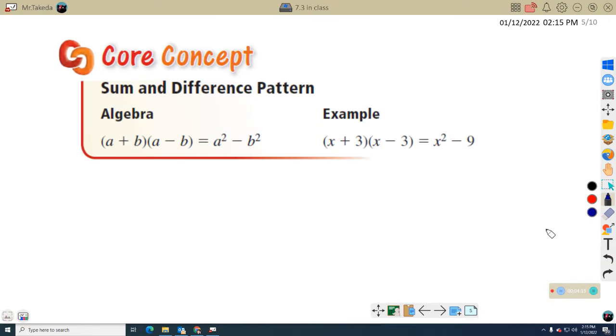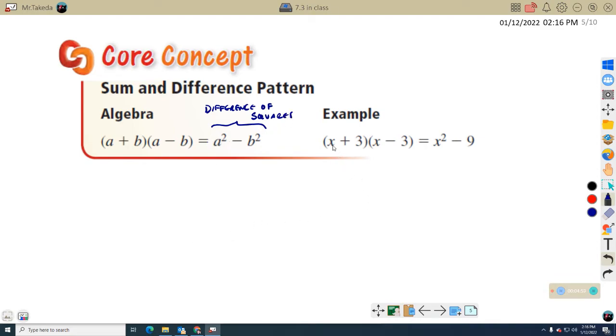Then the other shortcut is the sum and difference pattern. If I'm multiplying the sum and the difference of the same two values, the result is this. We square the first term and subtract from it the square of the second term. We call this a difference of squares. We're going to get to that later in this chapter. Sometimes you'll call it the difference of two squares, but that's what this thing is called.